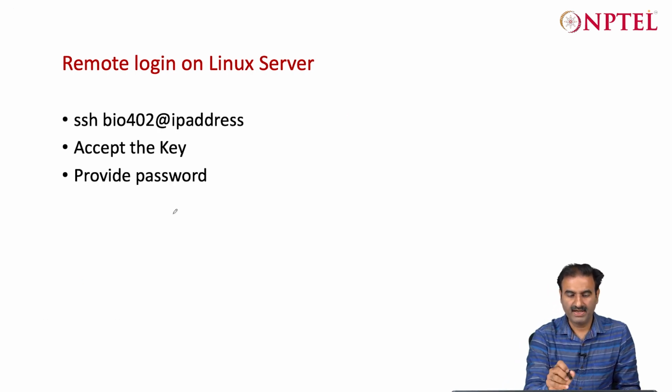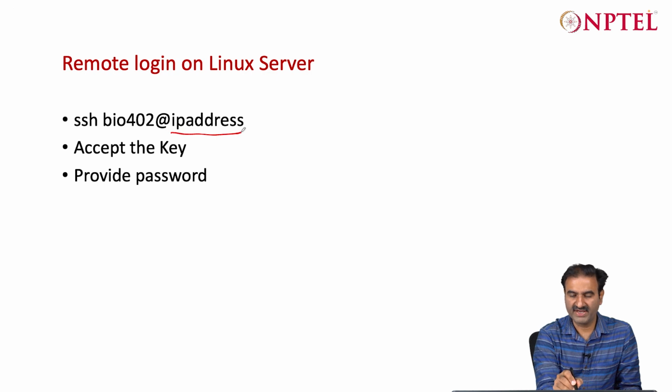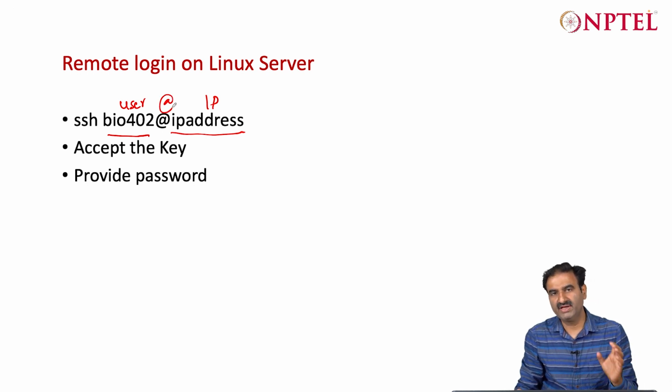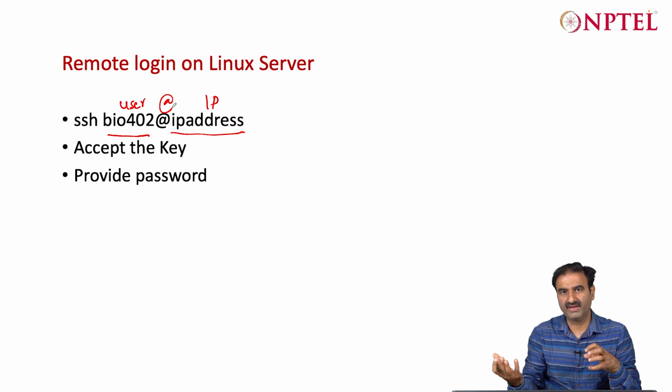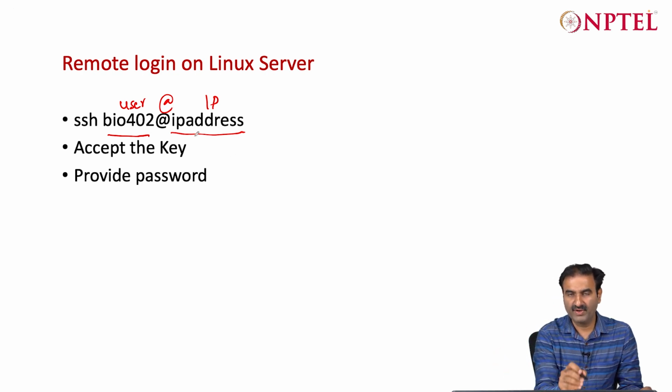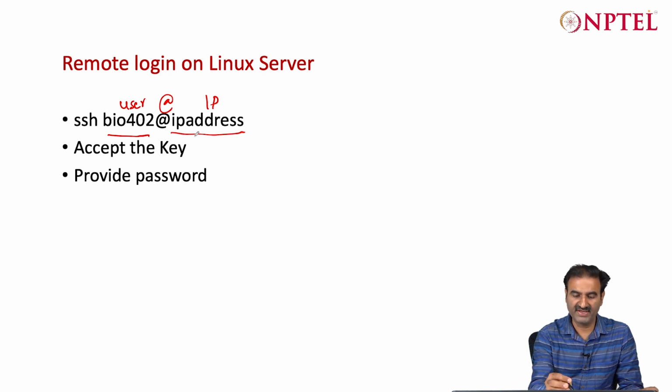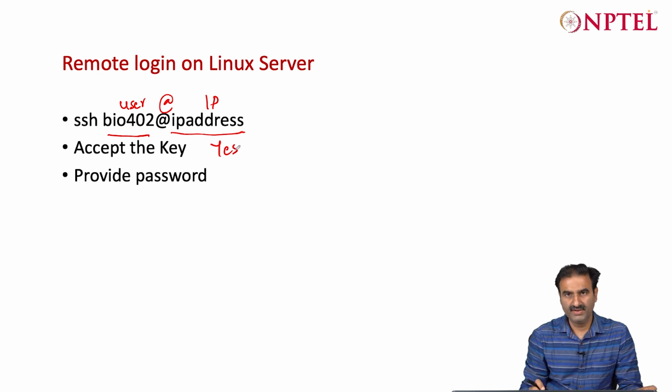So for example, I want to connect to some server for which I have the IP address. The username is bio402, and basically between the username and the IP there is an at sign, so that you pass on the information that this is the user connecting to this IP. And then when you are connecting for the first time to the remote server, it will send some key, and it will ask, do you want to accept this key? If you are sure that you are connecting to the right site, you should say yes. You should write yes there, and then your key is accepted.